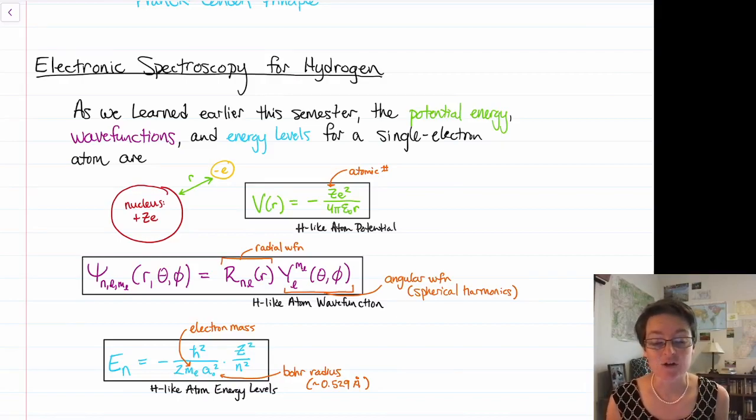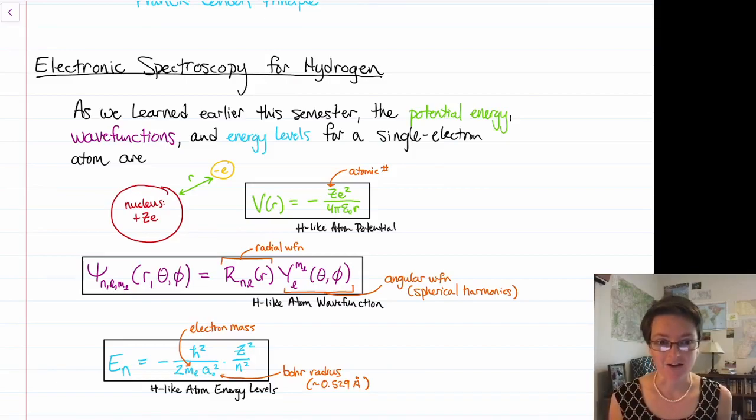In that case, Coulomb's law tells us that the potential energy of an interaction between an electron and that nucleus is equal to negative, because it's an attractive interaction, times Z, that atomic number, times e squared, divided by a couple of constants, 4 pi epsilon naught, and also divided by r, the distance that separates the electron from the nucleus.